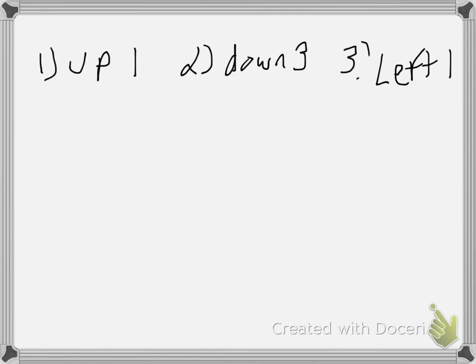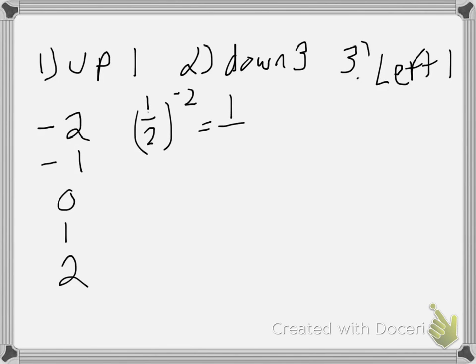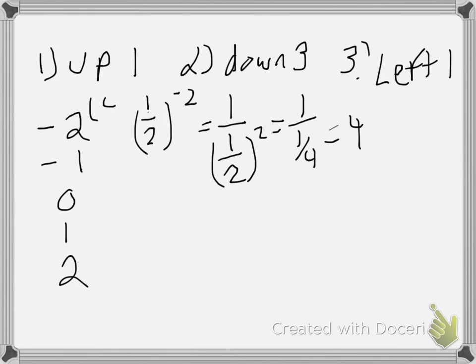So let's just choose our similar numbers, -2, -1, 0, 1, and 2. Okay, 1/2 to the -2 power. Well, that's the same thing as 1 over 1/2 squared. Well, that's 1 over 1/4, which is just simply 4. So you have the point -2, 4.